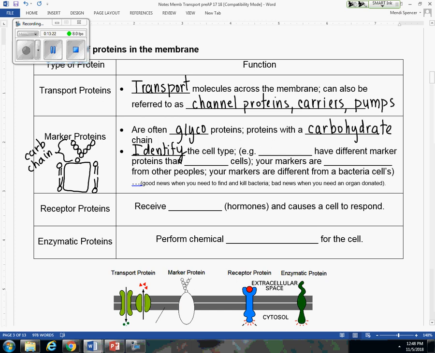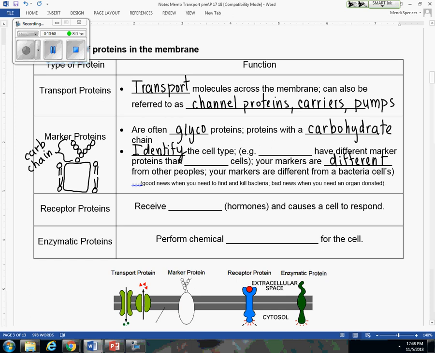Now, these can be good things and they can be bad things. If you needed a kidney and someone donated a kidney to you, your body wouldn't recognize the marker proteins on those kidney cells and will spend your entire life trying to destroy them. So your markers are different from other people's markers. And when we're trying to match someone to a donor, what we're trying to do is match marker proteins. We're trying to find kidney cells that would have markers similar to yours, so maybe you don't have to take so many immunosuppressing drugs so that your white blood cells don't wipe out your donated kidney.